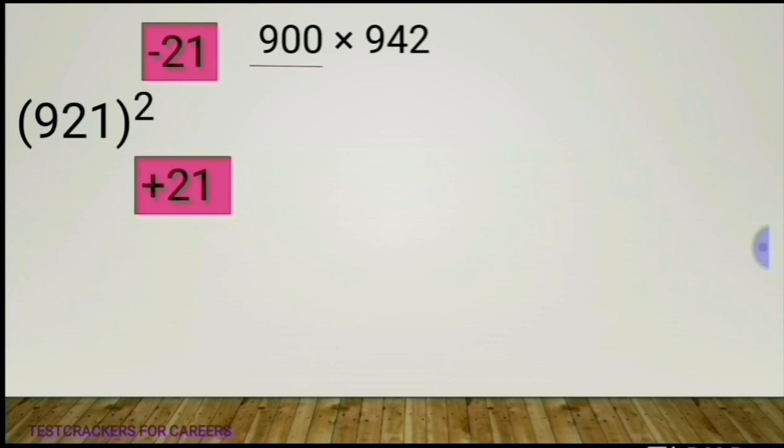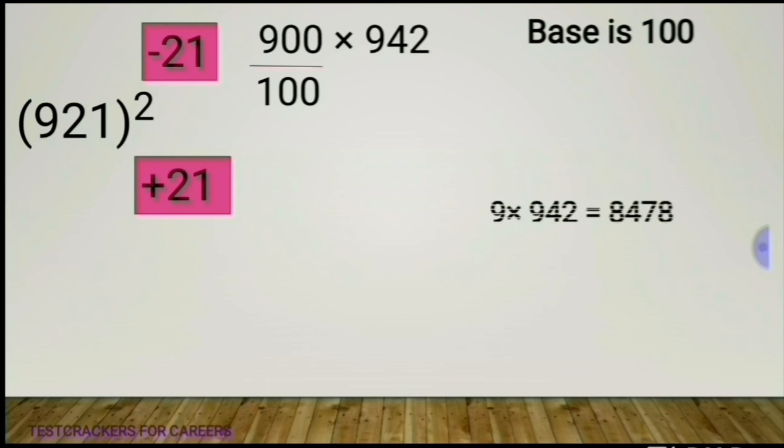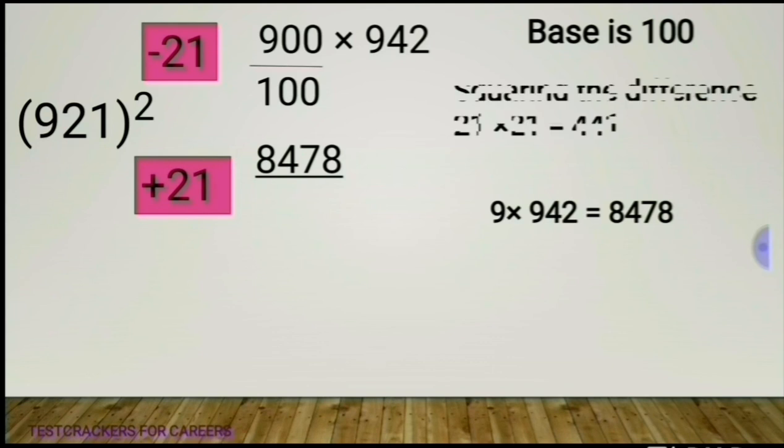Since the base is 100, we divide 900 by 100. The first part of the answer is got by multiplying 9 by 942. And we get 8478. We write 8478 in the first part. For the second part, we are going to square the difference, which is 21. 21 squared is equal to 441.